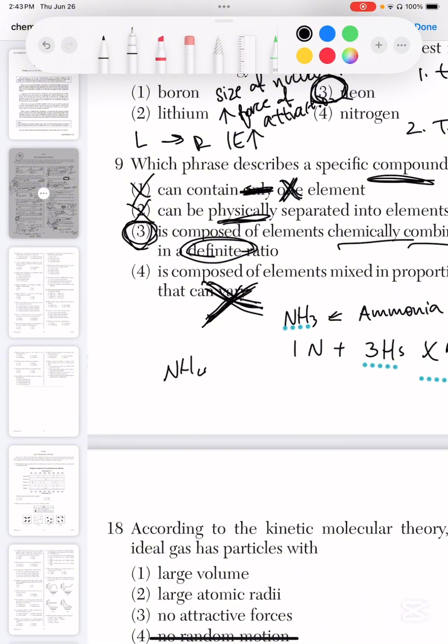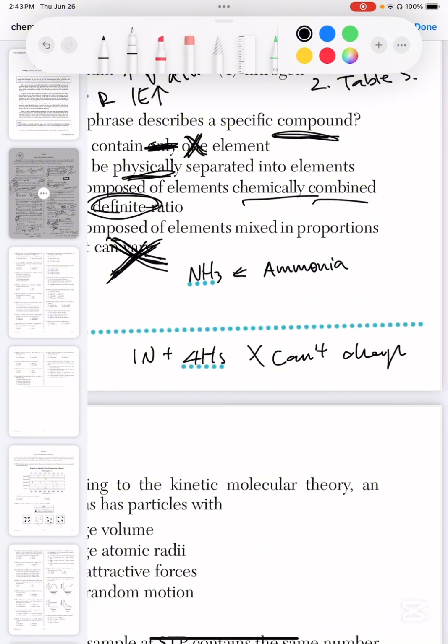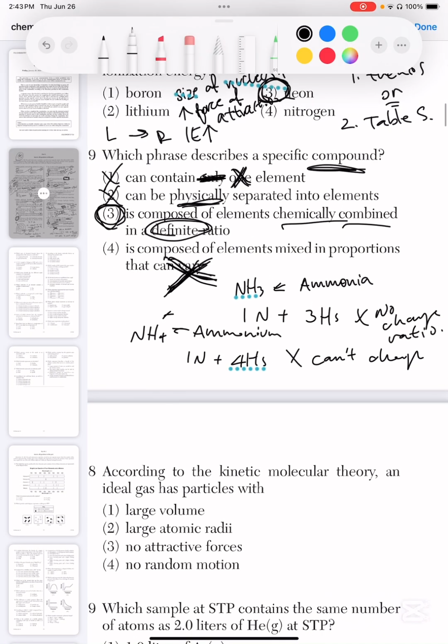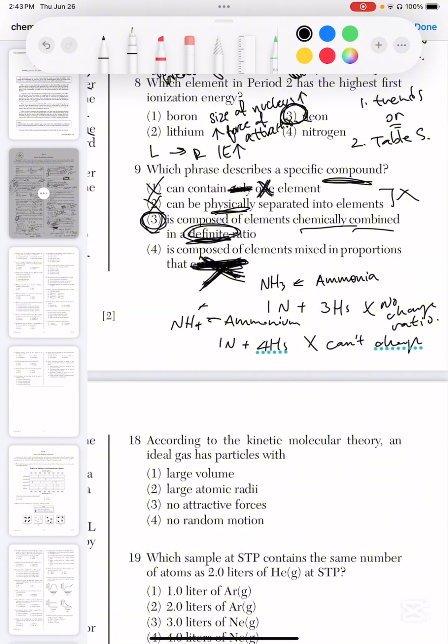And then this is NH4, ammonium, and it's 1 N plus 4 H's. And this can't change either, because if you change it, you're changing the compound. It's a different thing. So, yeah, it's a definite ratio. The first two are obviously wrong. And then number 4 is pretty evident too, that the ratio of the elements that make up the compound cannot vary.